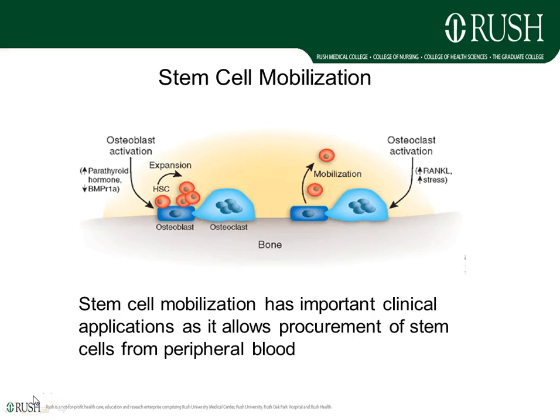So just a word about stem cell mobilization. I mentioned earlier that stem cells can be mobilized by osteoclasts releasing a protease, and this happens naturally. But we can do this clinically as well in order to collect stem cells from peripheral blood. And this has clinical applications for growing stem cells and getting them to differentiate into different populations at need.